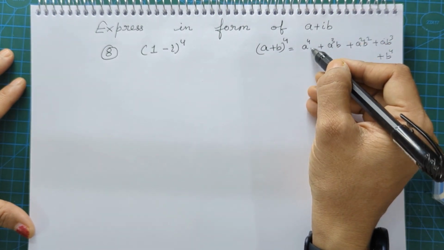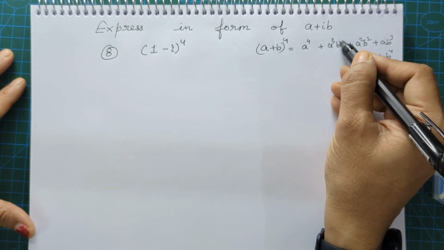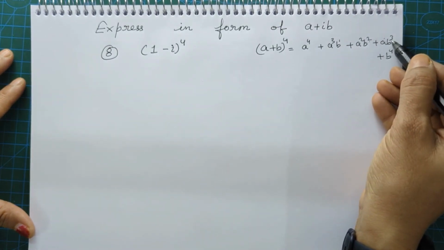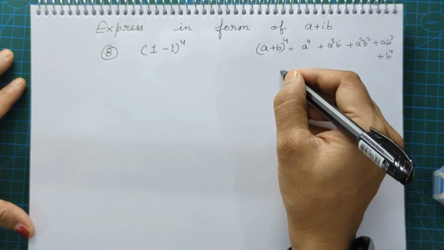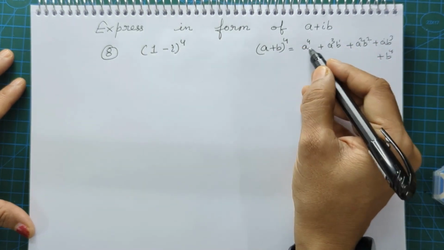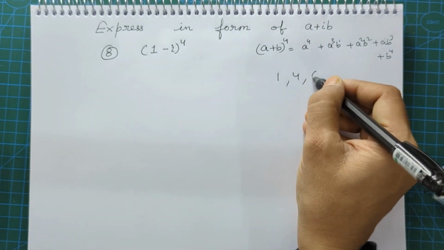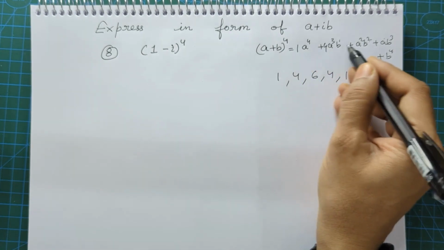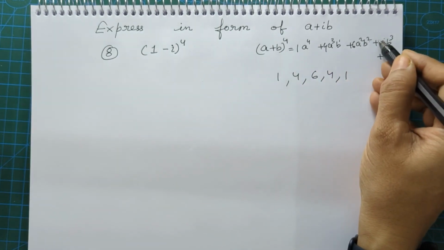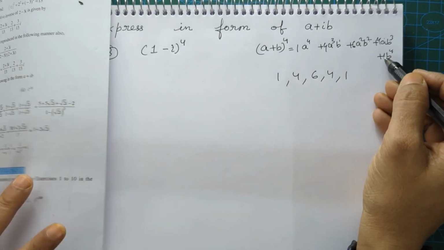So the first term has b to the power 0, so 1, nothing is written here. B to the power 0, b to the power 1, b to the power 2, b cube, b to the power 4, in this way. What about the coefficients? There are 5 terms in the expansion. Coefficients are 1, 4, 6, 4, 1. So this 1 is here, the 4 is here, 6 is here, 4 is here, 1 is here. So these expansion terms we have to write.